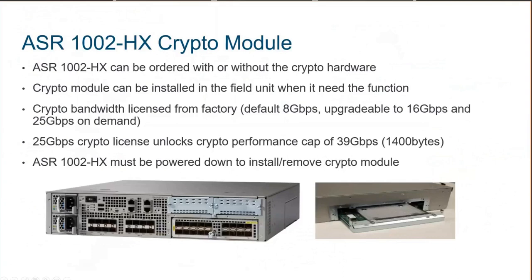So as I was telling, HX models can be ordered with or without crypto hardware. Again, crypto can be upgraded if it was not ordered with the crypto module. Crypto bandwidth can be licensed from factory. Default will be 8 Gbps, but it can be upgraded on demand. But those crypto modules don't allow OIR, online insertion removal. The chassis has to be powered down to remove or install the module.